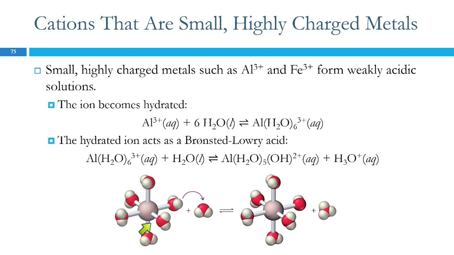So then this hydrated ion can act as a Bronsted-Lowry acid. A Bronsted-Lowry acid donates a proton to something else. So one of these hydrogens on these water molecules could be donated to a loose water molecule to make hydronium ion. I don't expect you to be able to explain that to me or repeat it back to me. What I expect you to know is that Al3+ and Fe3+ act as weak acids. Just remember it.